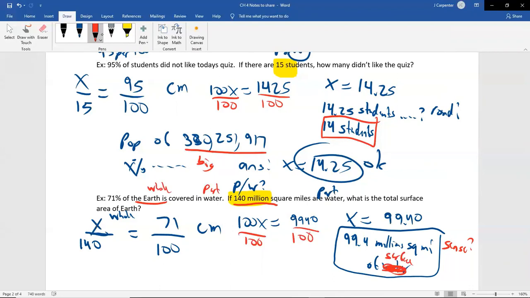So if there's 140 million square miles of water, how is it that the total surface area of Earth is 99.4 million? That includes the water and the land. So this has to be wrong. The total surface area of Earth should be more than the water, and that's because of what I did wrong in this process. I talked out the parts and wholes correctly. I said that water is the part, this 140 million was the water, and I put it in the bottom. That was my mistake. Again, I was going to make this mistake after doing it right, so we just got to do it first wrong anyways.